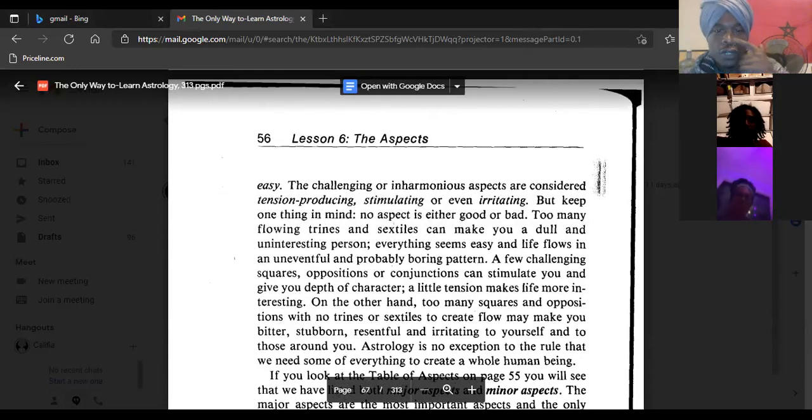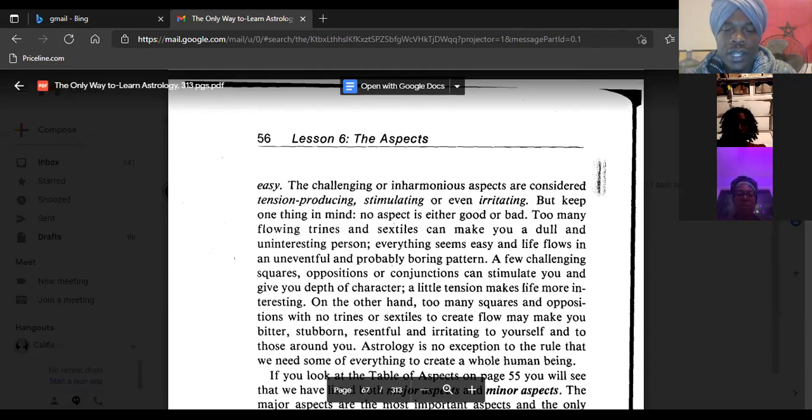The challenging or inharmonious aspects are considered tension producing, stimulating, or even irritating. But keep one thing in mind, no aspect is either good or bad. Too many flowing trines and sextiles can make you a dull and uninteresting person. Anything seems easy and life flows in an uneventful and probably boring pattern. A few challenging squares, oppositions, or conjunctions can stimulate you and give you depth of character. A little tension makes life more interesting.